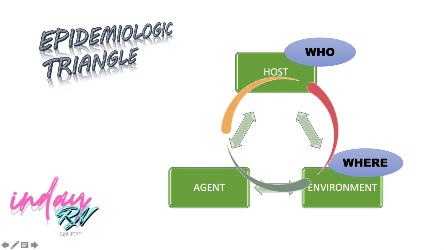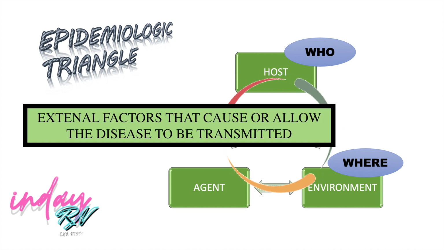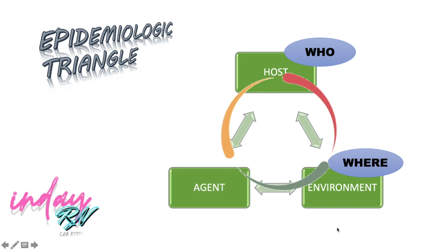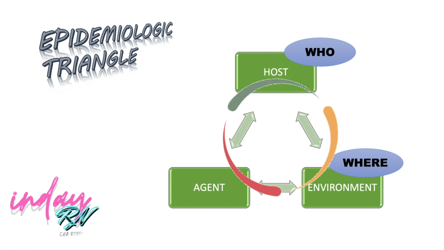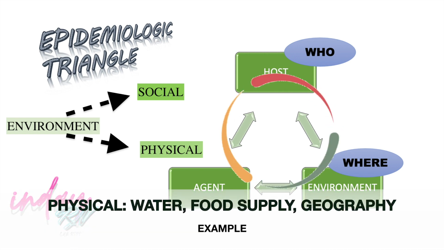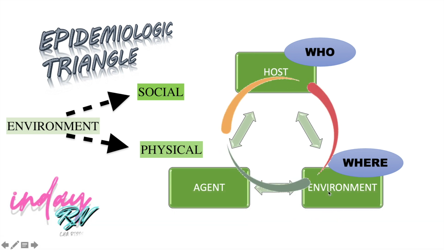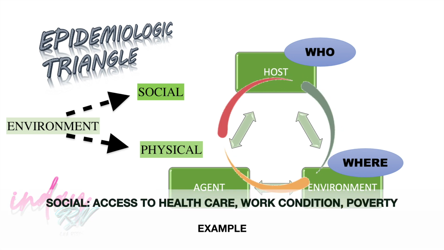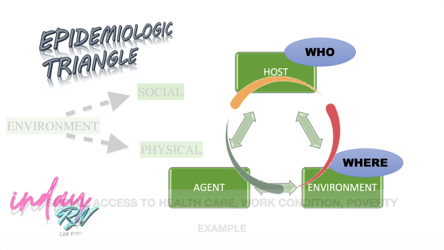Meanwhile, the environment consists of the external factors that cause or allow disease transmission. It is the favorable surroundings and conditions external to the host that cause or allow the disease to be transmitted. These could be social or physical. What do we mean by social or physical? The physical could be the water, the food supply, and the geography where people are staying. Meanwhile, the social can be access to healthcare, work conditions, and poverty.